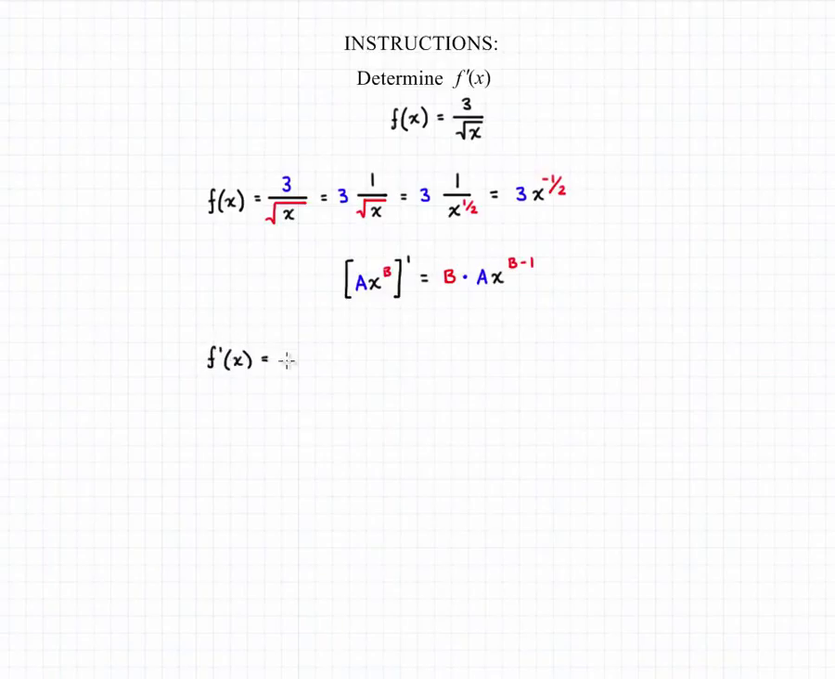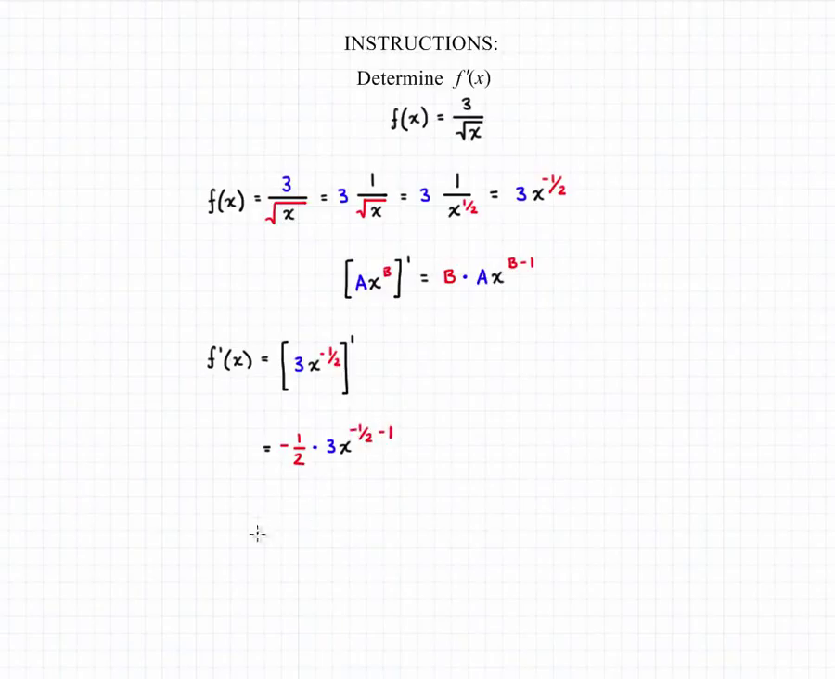So we're looking for f prime of x, which with our rewritten function will be a coefficient of 3 times x raised to the negative 1/2. So if we apply the power rule, we'll bring down that negative 1/2, multiply it by 3, and multiply that by x raised to the negative 1/2 minus 1.